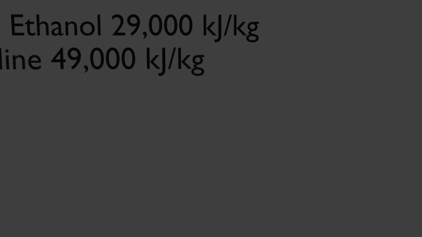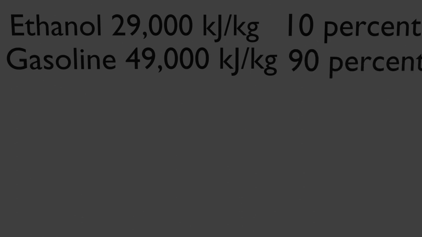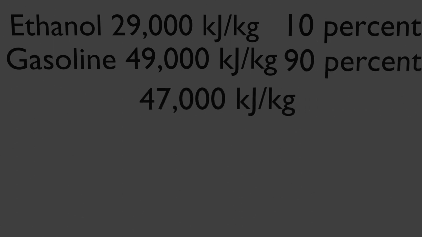The calorific value of ethanol is 29,000 kilojoules per kg and that of gasoline is 49,000 kilojoules per kg. Hence, if a fuel has 10% of ethanol and 90% of gasoline, the net calorific value will be 47,000 kilojoules per kg. Because of this difference, in order to produce the same power, more fuel needs to be burnt. This in turn demands changes in the engine system and its parts.